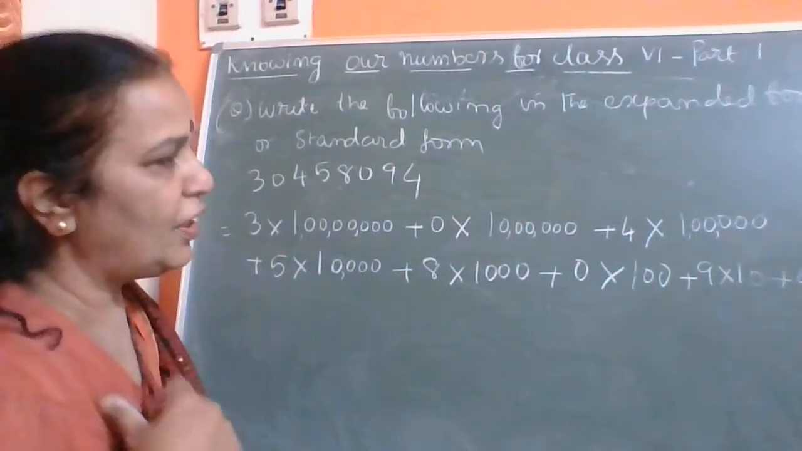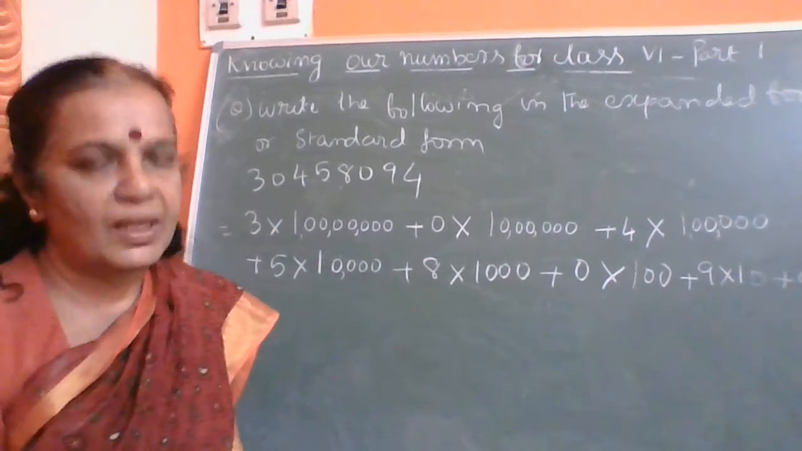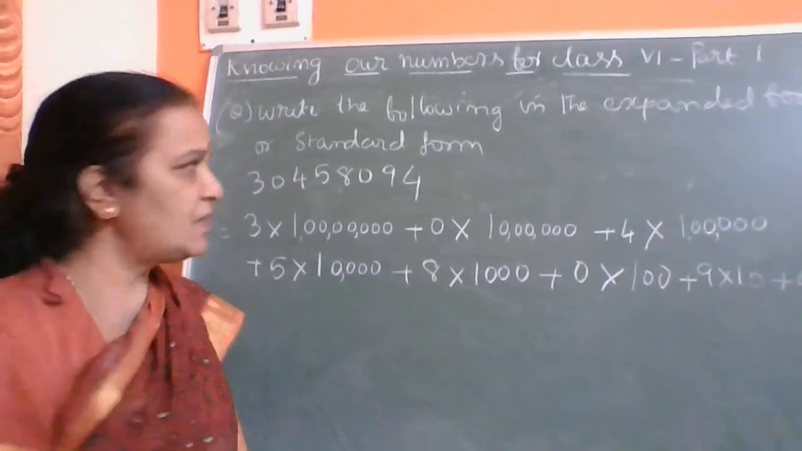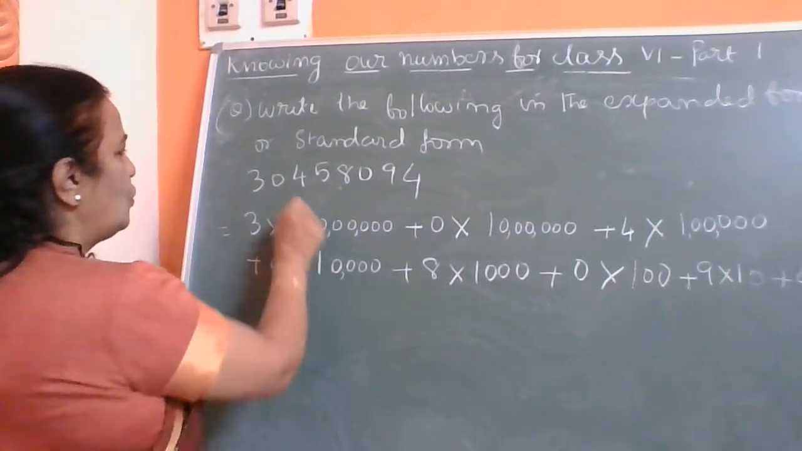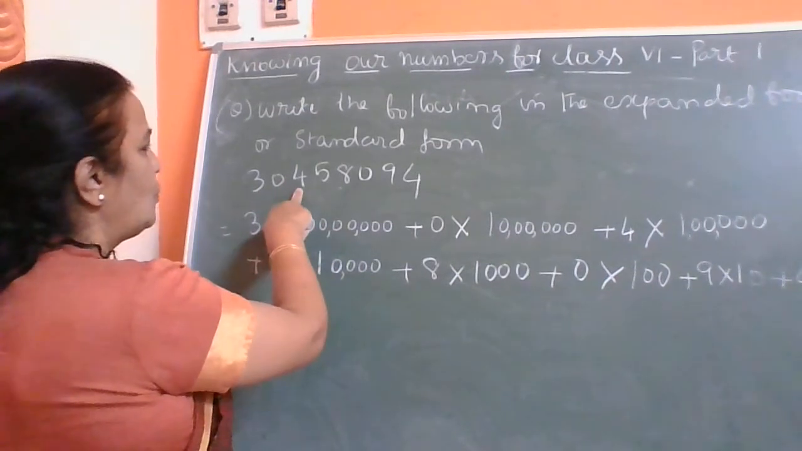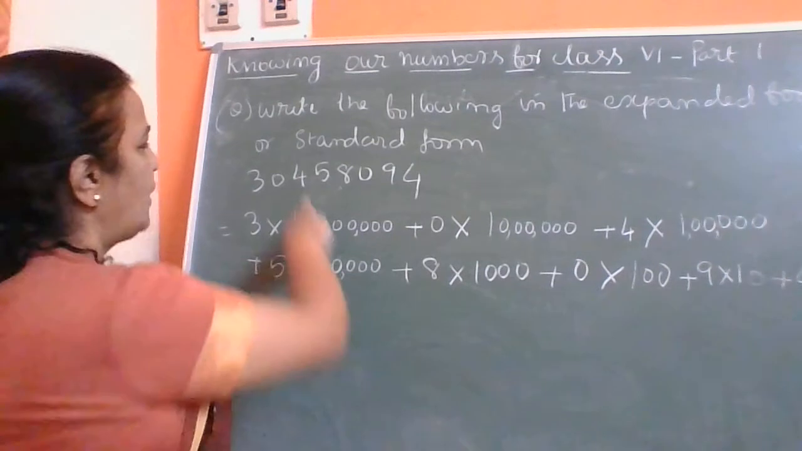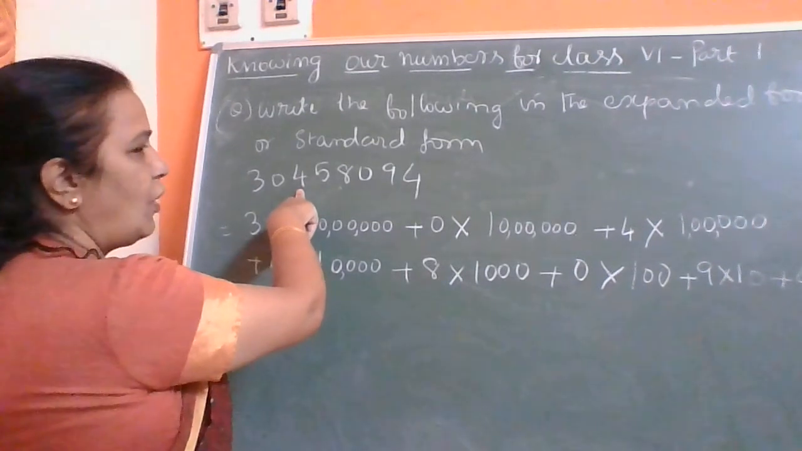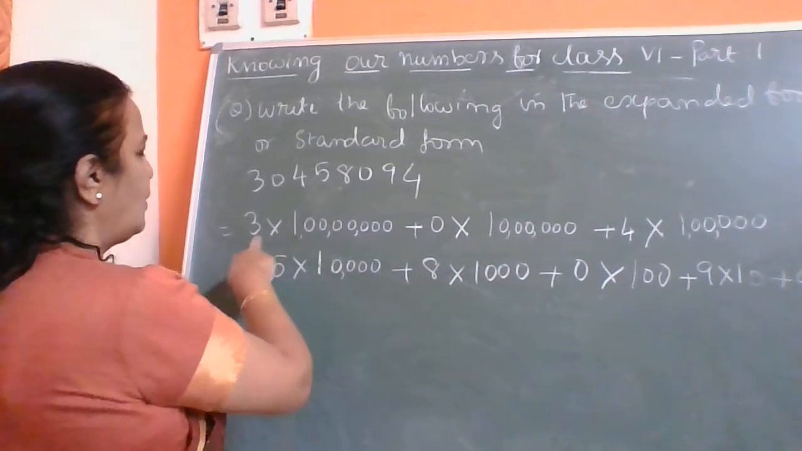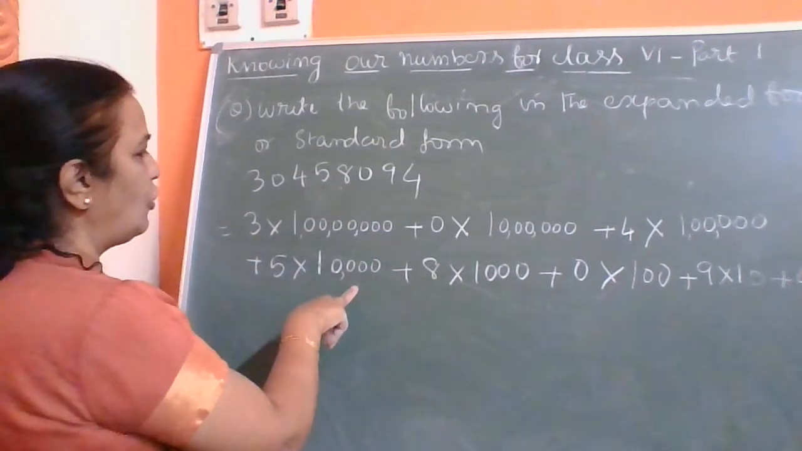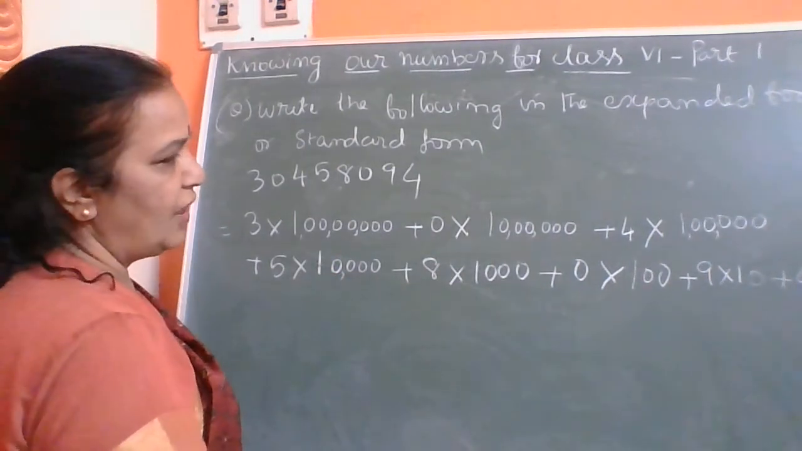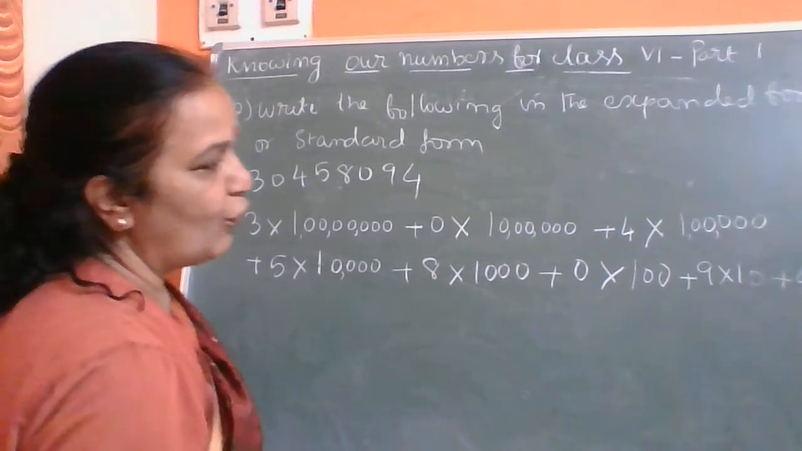This you have learnt already in the smaller class, but here I have taken a little bigger number. That means here 3 into 1 followed by 7 zeros and 0 into 1 followed by 6 zeros, and then 4 into 1 followed by 5 zeros, and 5 into 1 followed by 4 zeros, and 8 into 1000 and 0 into 100 and 9 into 10 and 4 into 1.